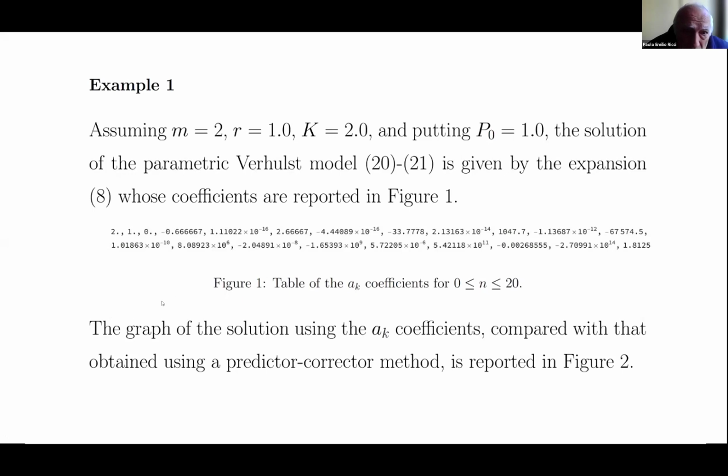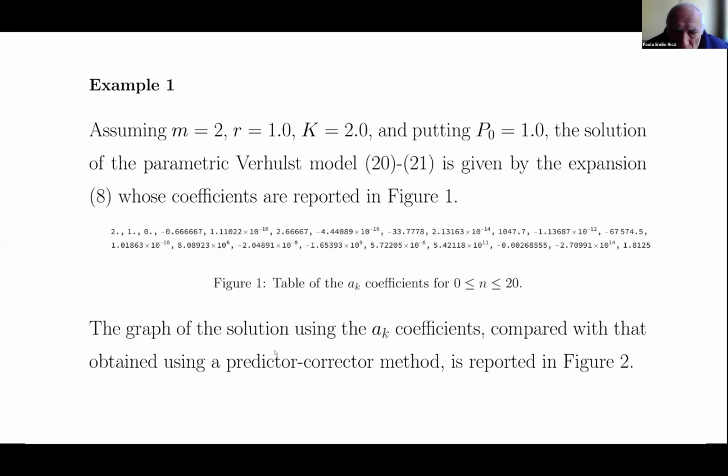This example was made by Diego using Mathematica, assuming m equal 2, r equal 1, k equal 2, and putting P sub 0 equal 1. The solution of the parametric Verhulst model is given by the expansion, which I've shown before, whose coefficients are reported in figure 1. This is just the first 20 coefficients of the solution.